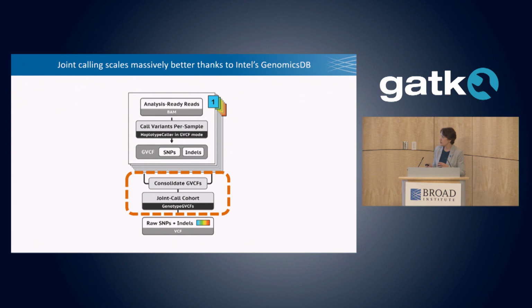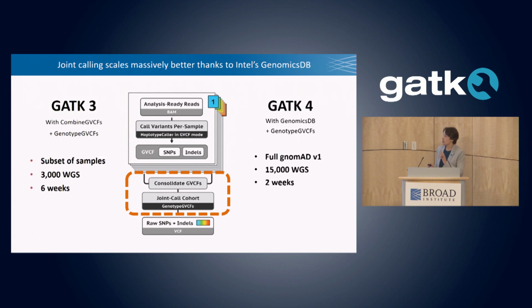In this step, in GATK3, with the traditional combined GVCF consolidation, on one subset of samples that we were doing testing on last year, for 3,000 whole genomes, it took us 6 weeks to do the joint calling through the traditional workflow.